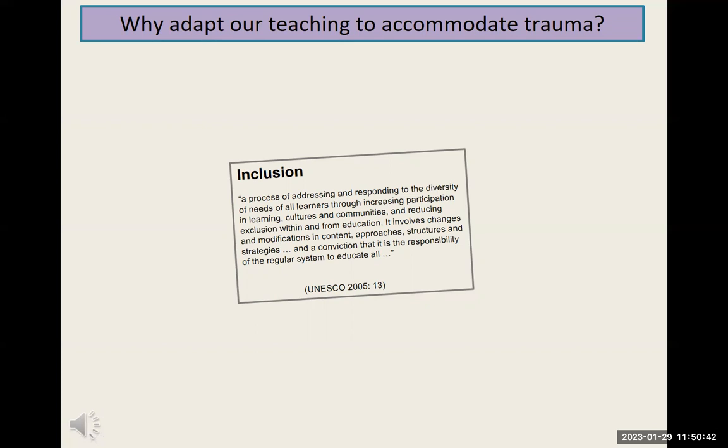So why should we adapt our teaching to accommodate trauma? Well, the main reason for this relates to the idea of inclusion. And as you can see from this quotation here, inclusion is a process of addressing and responding to the diversity of needs of learners through increasing participation, reducing exclusion. It involves changes and modifications in content, approaches, structures, and strategies, and a conviction that it's the responsibility of the system to do this. So this principle has been adopted by many educational institutions over the last few years.